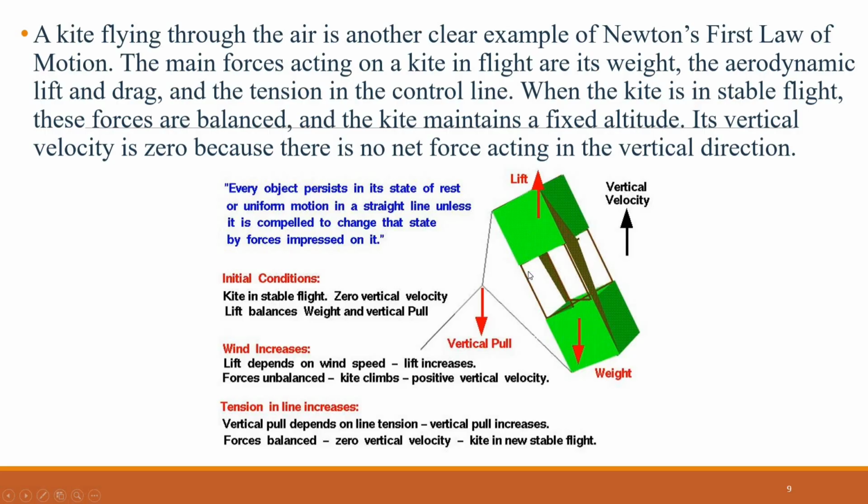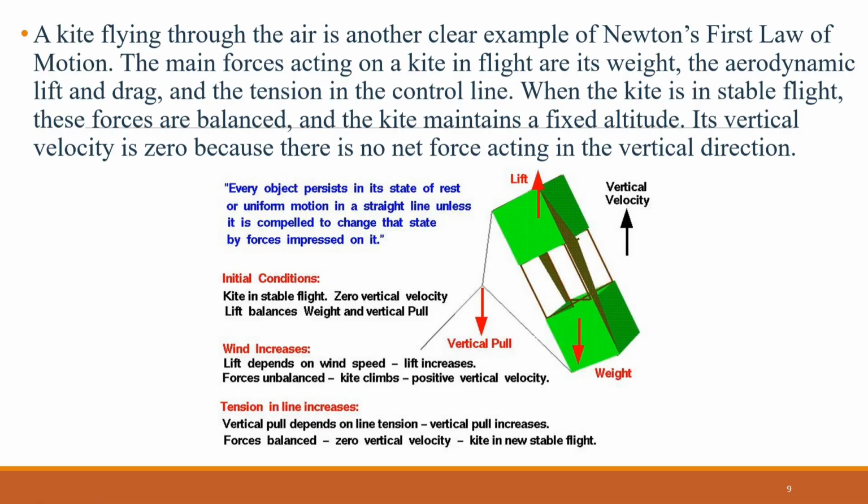As the kite climbs, the tension in the control line increases due to the greater lift and drag. The tension is a vector quantity, so it can be resolved into horizontal and vertical components. The vertical component increases as the tension increases, gradually reducing the net upward force. Eventually, a new balance is reached, where the lift equals the weight plus the vertical pull from the line. The kite then flies steadily at a slightly higher altitude.